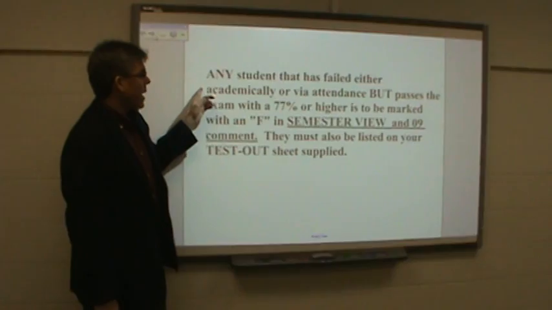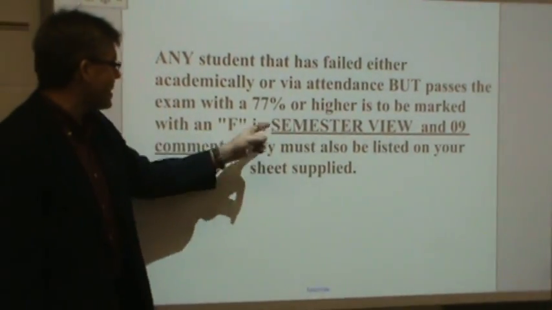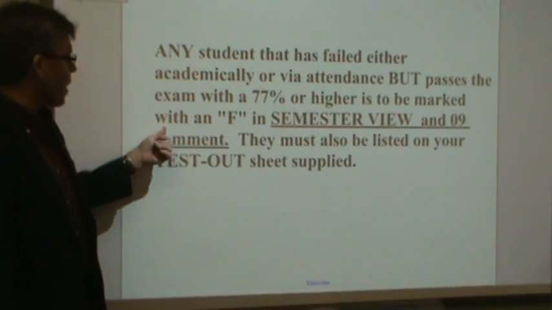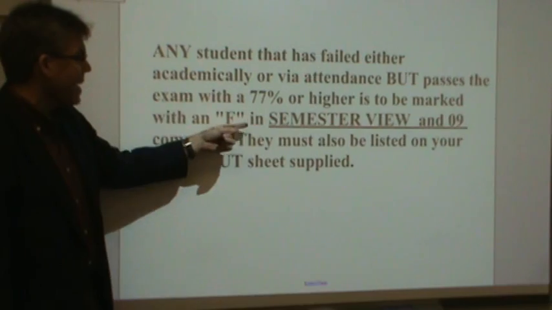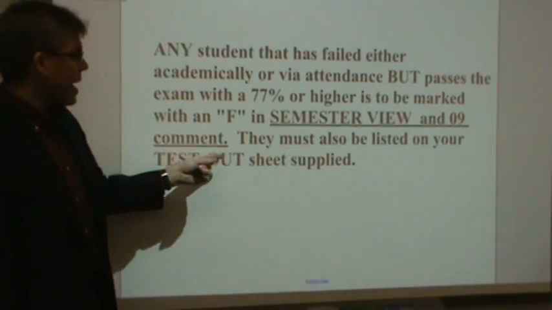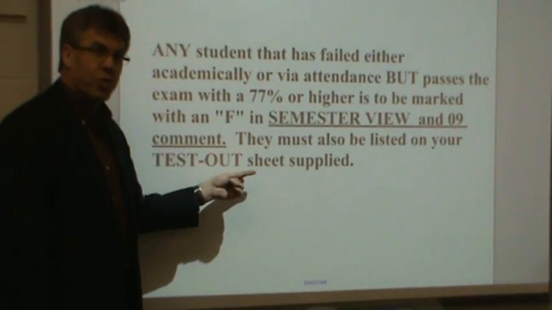Any student that has failed either academically or via attendance but passes their exam with a 77 or higher is to be marked with an F by you as the teacher in the semester view and a 09 comment. They must also be listed on the test out sheet that we just showed you.